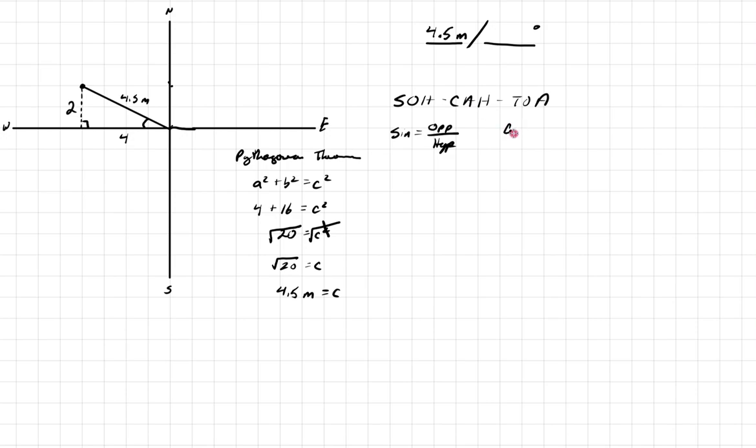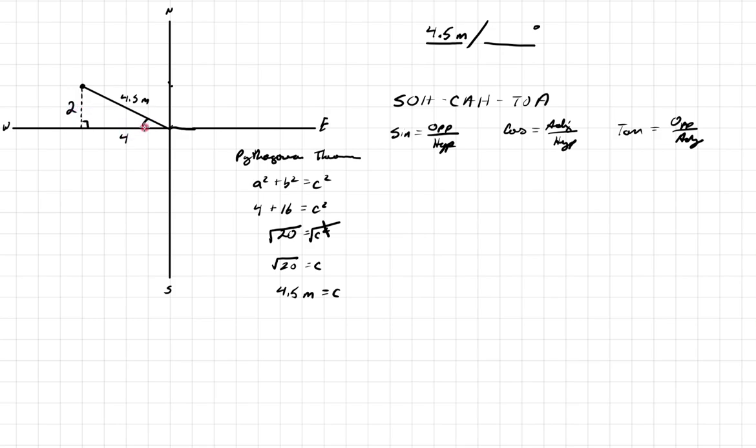Cosine would be the adjacent over the hypotenuse. This is A and H. And tangent would equal the opposite over the adjacent. So if you didn't have your hypotenuse, you could use the opposite side, which would be 2, over the adjacent.